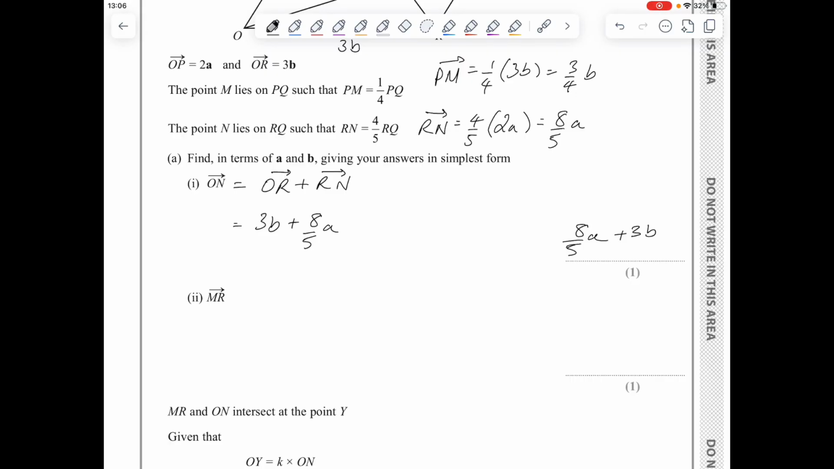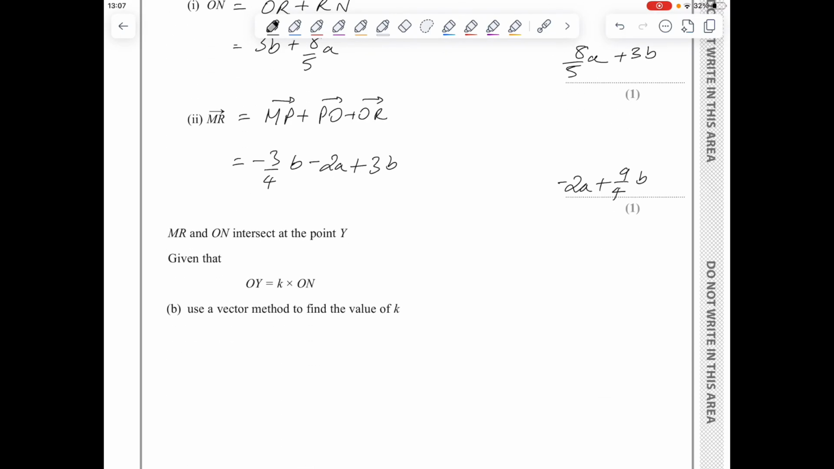Now to find MR below, I'll need to follow the route MP plus PO plus OR. Now MP is the reverse of PM, which I found to be 3 over 4 b. So I have minus 3 over 4 b plus PO, which is the reverse of OP. So let's change the plus into a minus 2a plus OR, which is equal to 3b. Now if I simplify this, I'll get minus 2a plus 9 over 4 b.